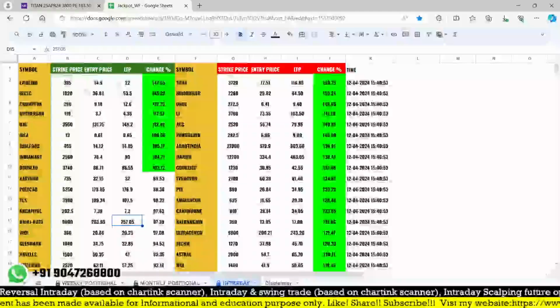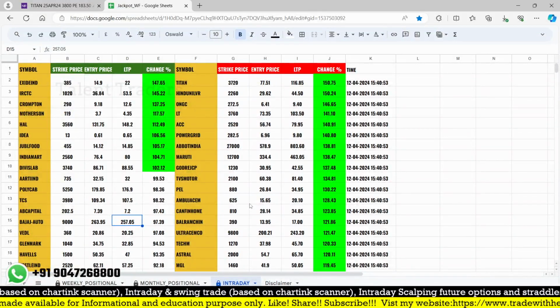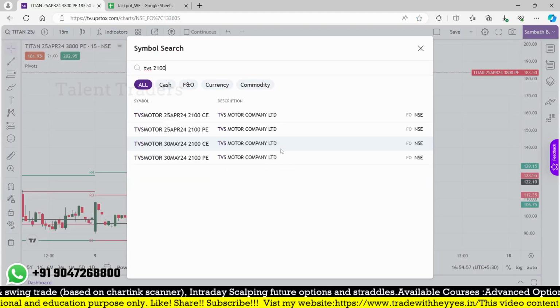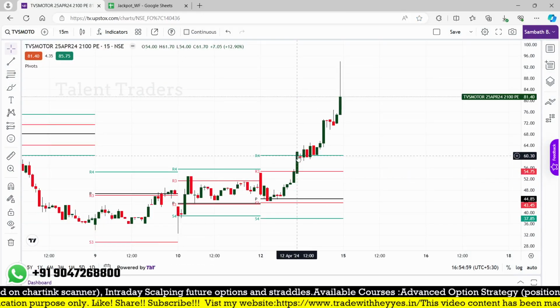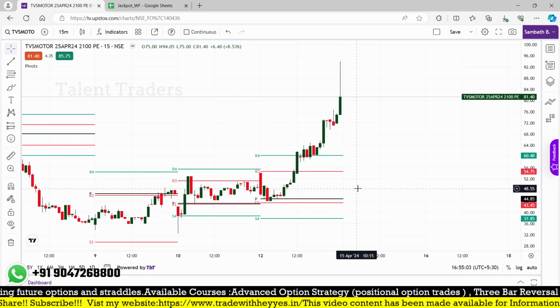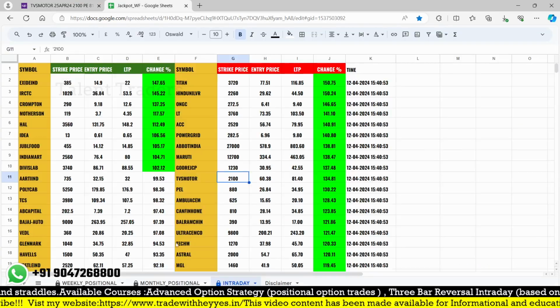So we are looking at intraday. A lot of stocks triggered after that. Same with Ambuja and the TVS Motor 2100 put option. 2100 is a put option which gave you the opportunity at this point of 60 and it went up to a maximum of 93 and closed with 81. So no problem at all on this.